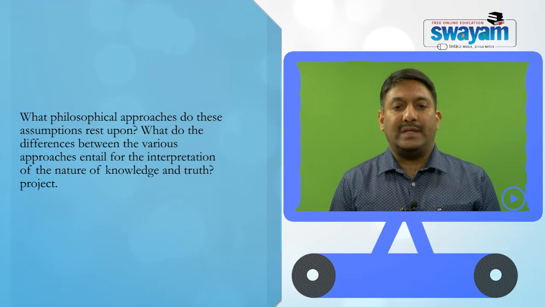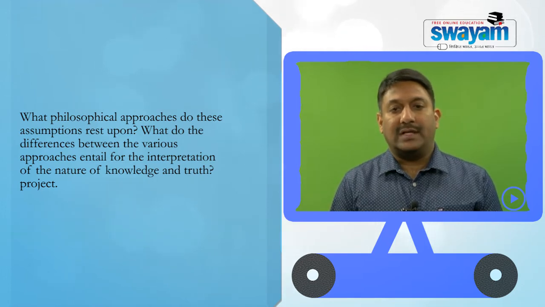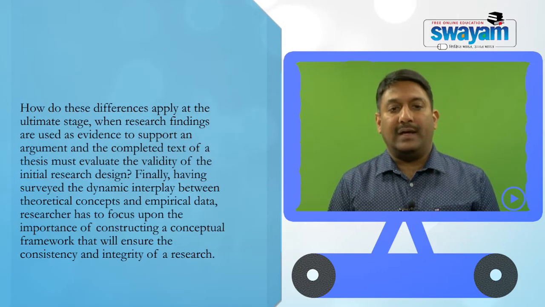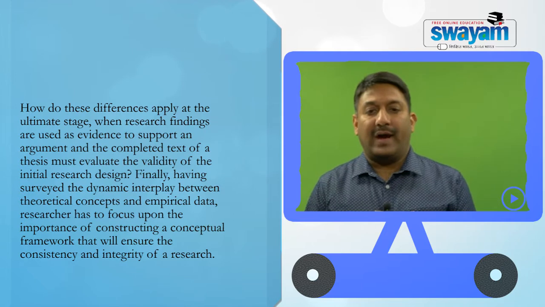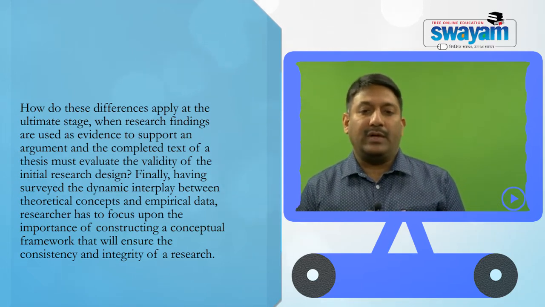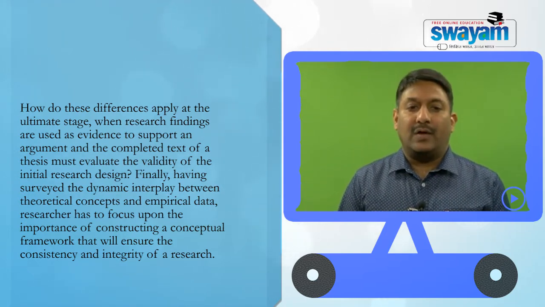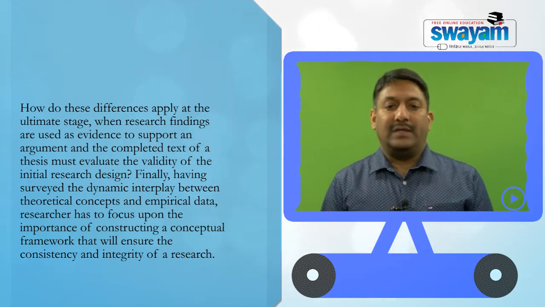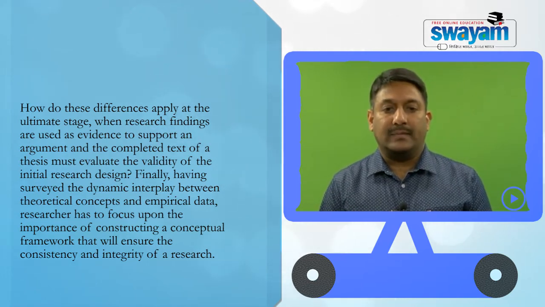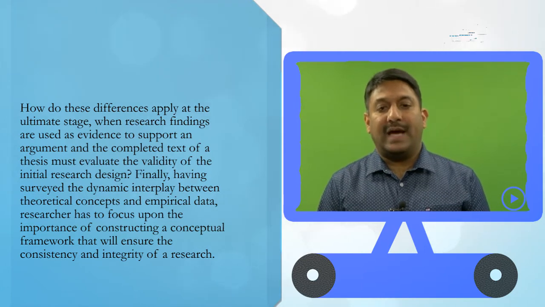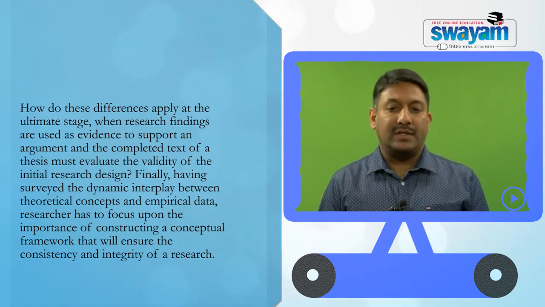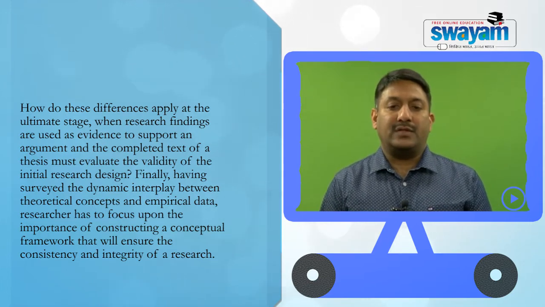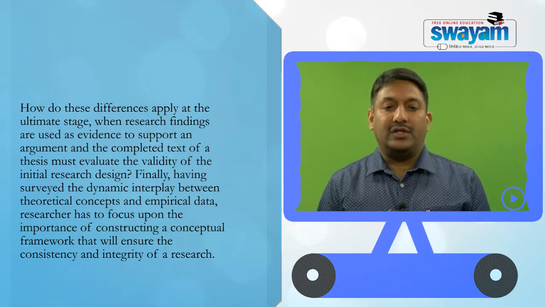What do the differences between the various approaches entail for the interpretation of the nature of knowledge and truth? How do these differences apply at the ultimate stage when research findings are used as evidence to support an argument and the completed text of the thesis must evaluate the validity of the initial research design? Finally, having surveyed the dynamic interplay between theoretical concepts and empirical data, the researcher has to focus upon the importance of constructing a conceptual framework that will ensure the consistency and integrity of a research project.